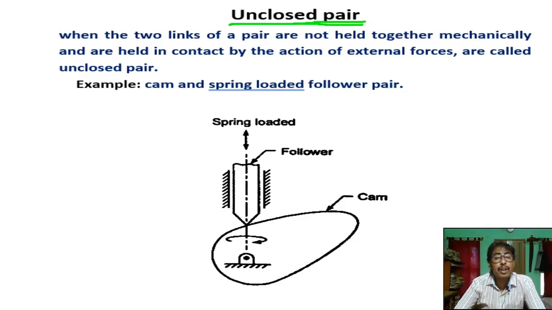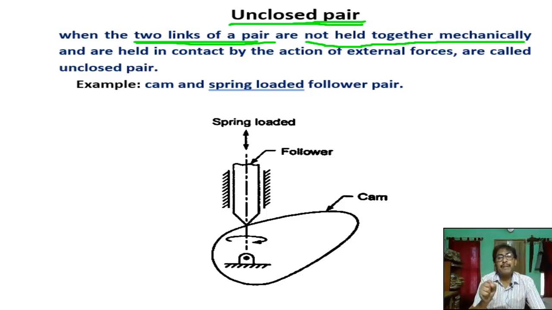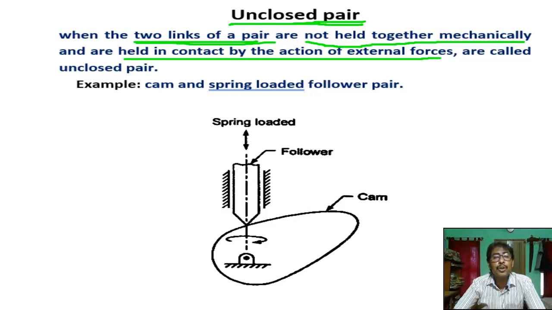Now, what is an unclosed pair? When the two links of a pair are not held together mechanically, and are held in contact by the action of an external force, maybe spring action, they are called an unclosed pair.